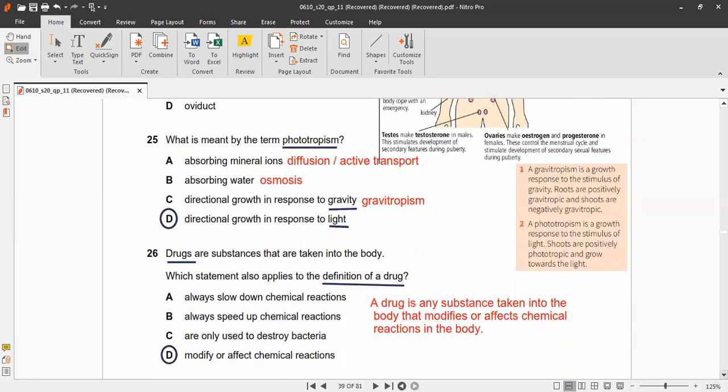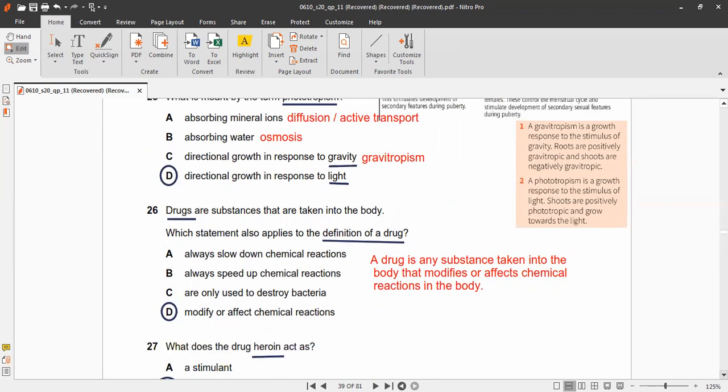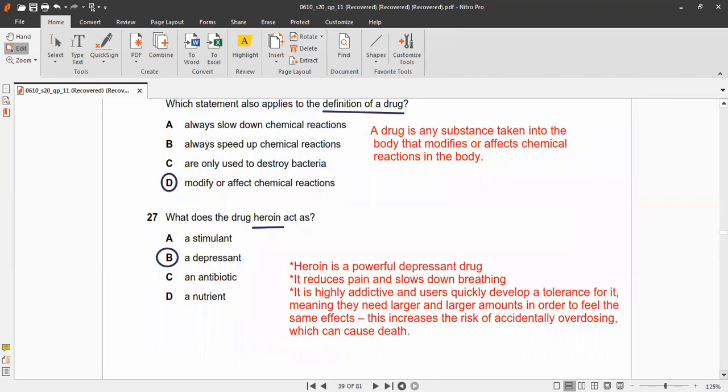Drugs are substances that are taken into the body. Which statement applies to the definition of a drug? A drug is any substance taken into the body that modifies or affects chemical reactions in the body. What does the drug heroin act as? Yes, heroin is a powerful depressant drug. It reduces pain and slows down breathing. It's highly addictive and users quickly develop tolerance for it, meaning they need larger and larger amounts in order to feel the same effects. This increases the risk of accidentally overdosing, which can cause death.